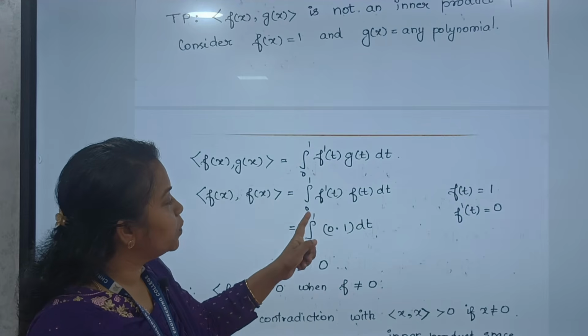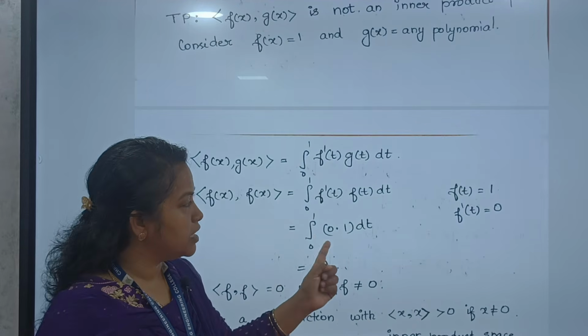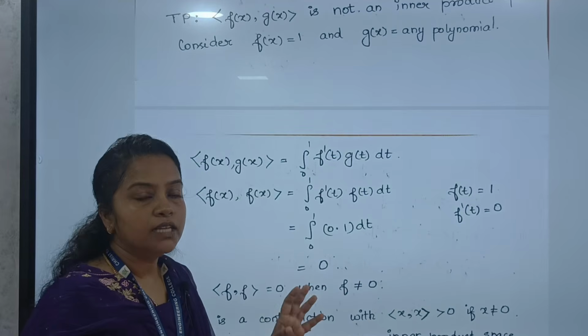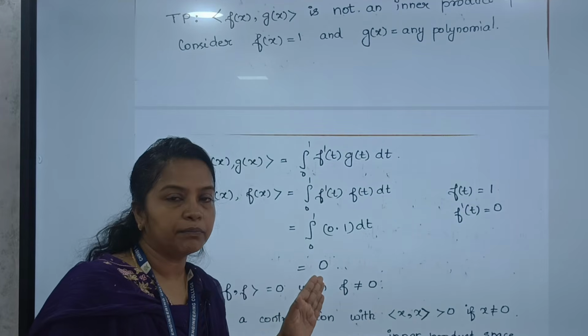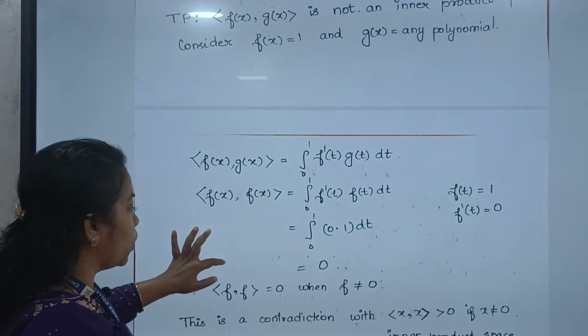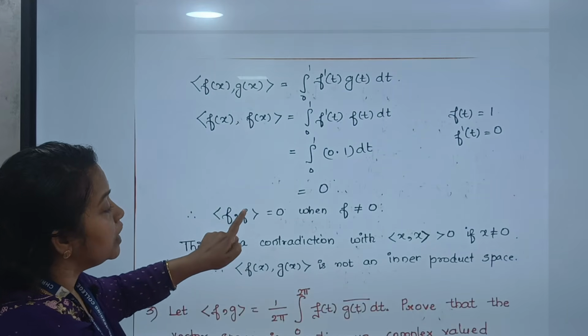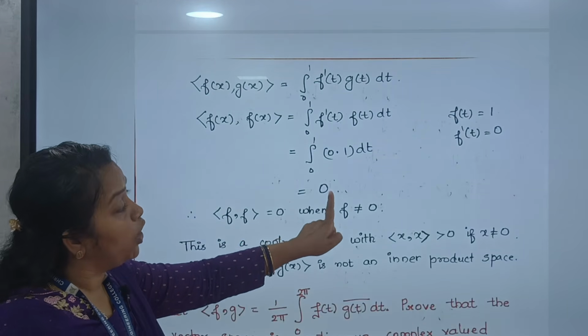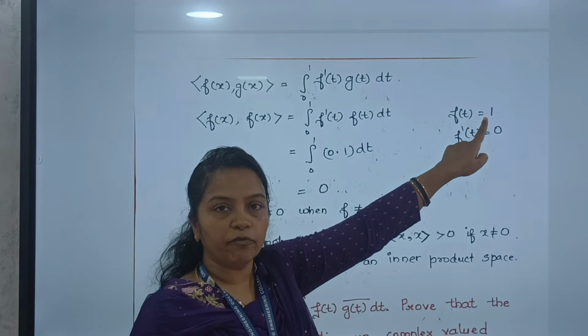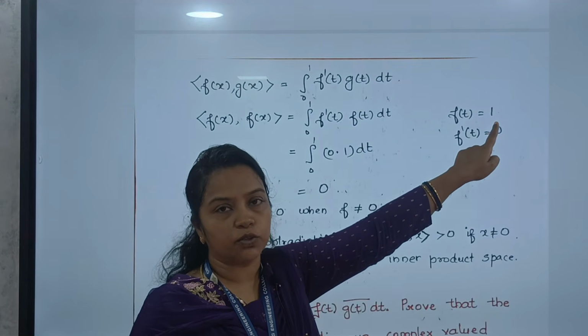So integral 0 to 1 f dashக்கு பதிலா 0, f of tக்கு பதிலா 1. So 0 into the integral என்ன பண்ணாலும் 0 ஆயிடும். So inner product f comma f வந்து equal to 0 when f not equal to 0. f வந்து 1 ன்னு எடுத்திருக்கேன். So it is not equal to 0 தானே.